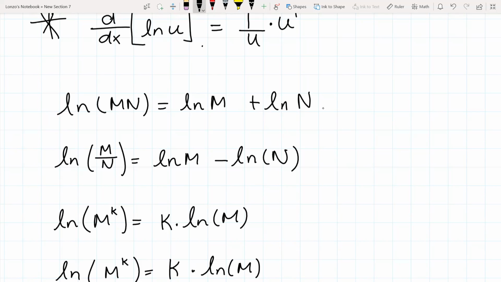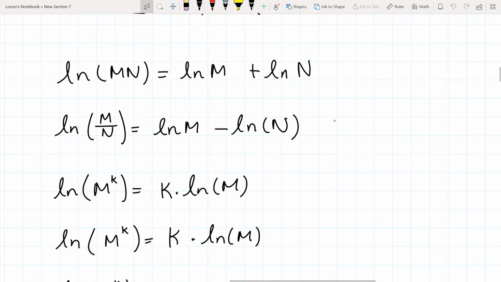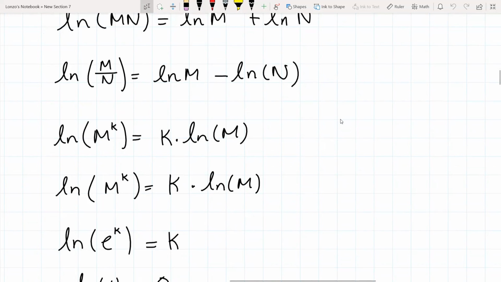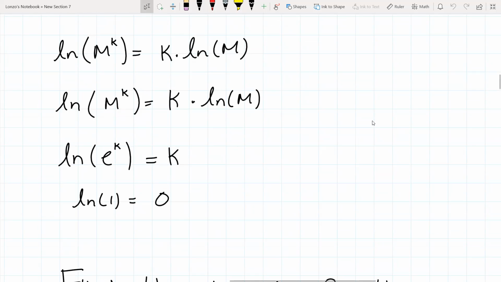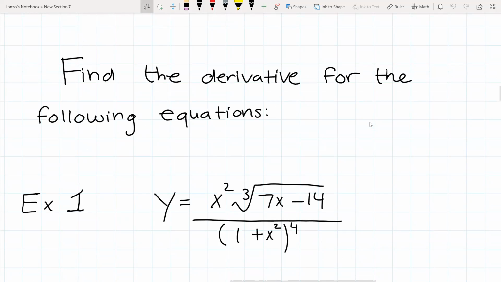So when you're multiplying, you're really adding. When you're dividing, you're really subtracting. When you're raising to a power, you put the power in front of the natural log. And e and ln are inverses, so it becomes whatever your power is, and ln e is 1 and ln 1 is 0. So let's do an example 1. Find the derivative for the following equation.